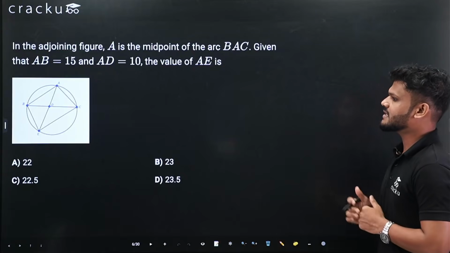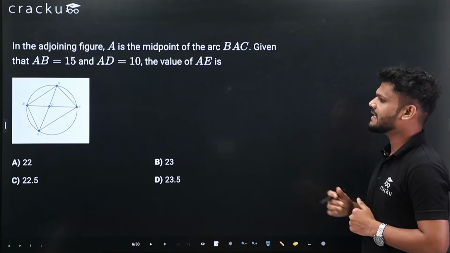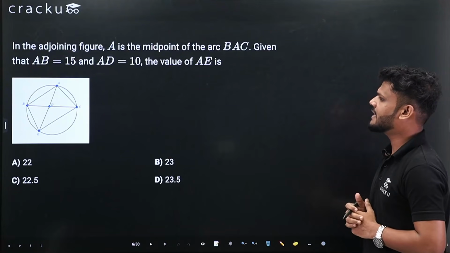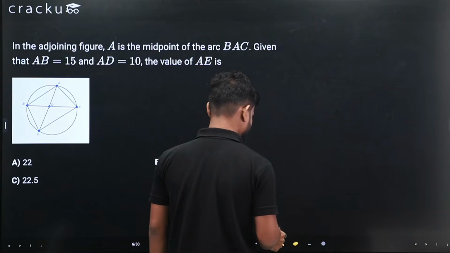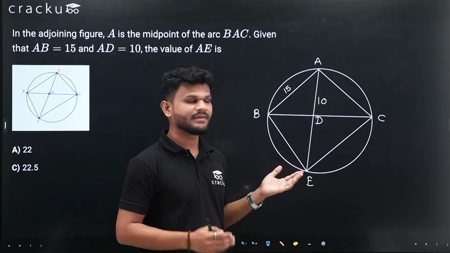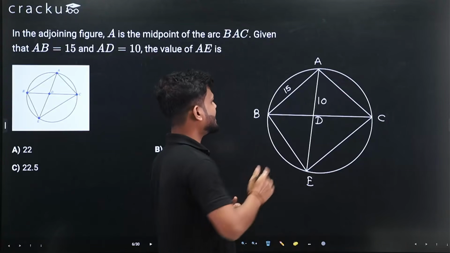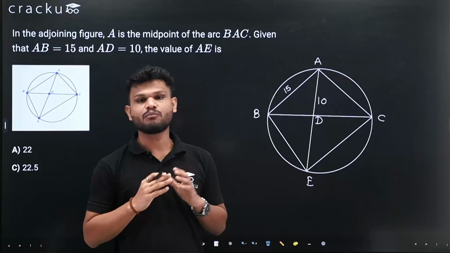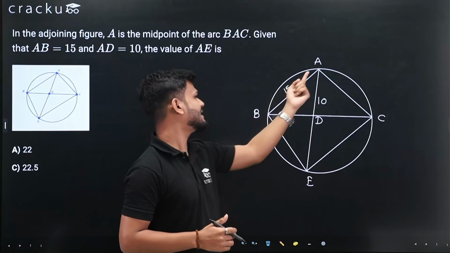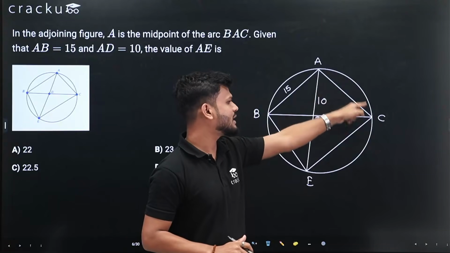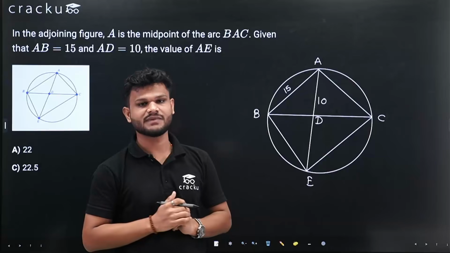In this question we are asked, in the adjoining figure, A is the midpoint of arc BAC. Given that AB equal to 15 and AD equal to 10, find the value of AE. So let us first draw the figure. So this is the figure which we have been given. Now what exactly can you do here? If you see, A is given as the midpoint of this arc BC. So I can say the length of arc AB is equal to the length of arc AC, and these are the chords joining the end points of this arc.